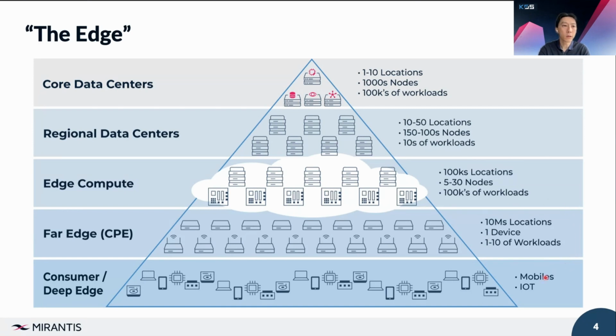And then after that, we go into the more localized edge layer. So your far edge layer and the consumer deep edge, I'll put them in one bucket over here. But these are your more on-premise type equipment. So these are going to be a single or perhaps two servers or routers that can exist in hundreds of thousands or even millions of locations.